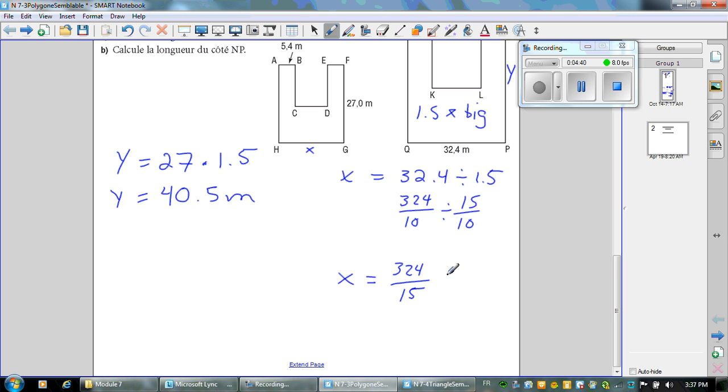And 15 goes into 324. You can figure out how many times it goes in. So just 150 is 10 times, 300 is 20 times. So it goes in 21 times. And then there's a remainder of 9/15, and so that's 21 and 3/5, which is 21 and 6/10.